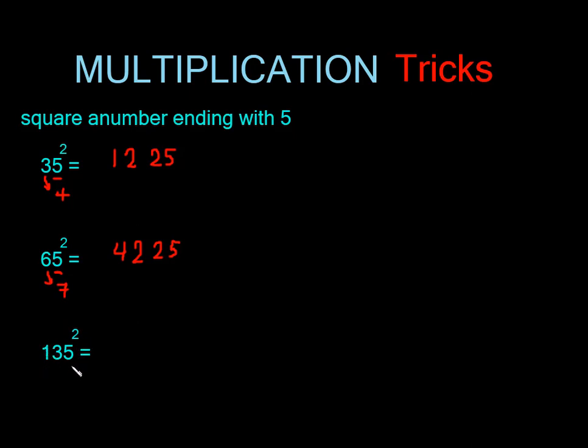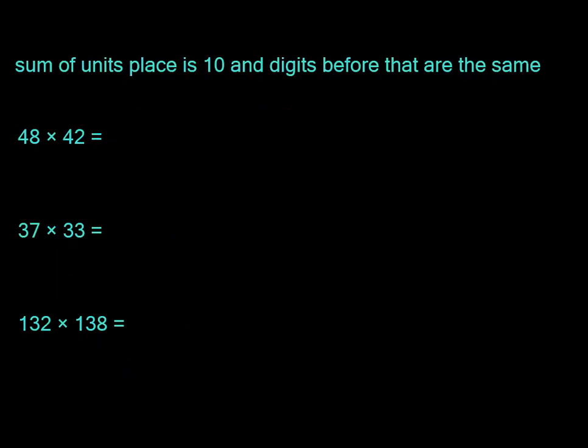Let's go to the next one, 135 to the power of 2. In the same way, 5 times itself equals 25. And then 13 times the number that comes after 13, which is 14. So 13 times 14 equals 182. So the answer is 18,225.